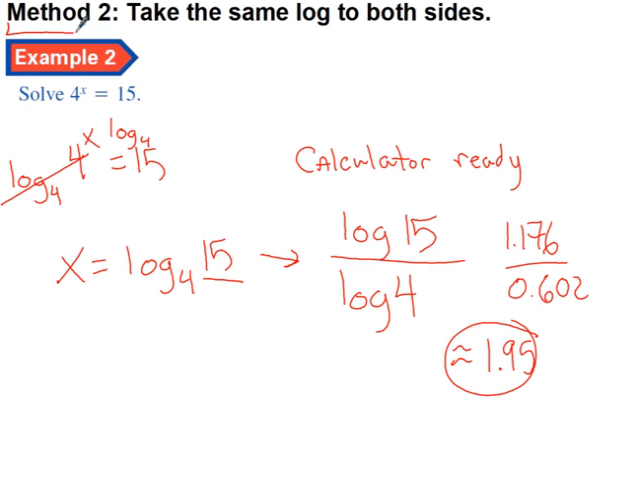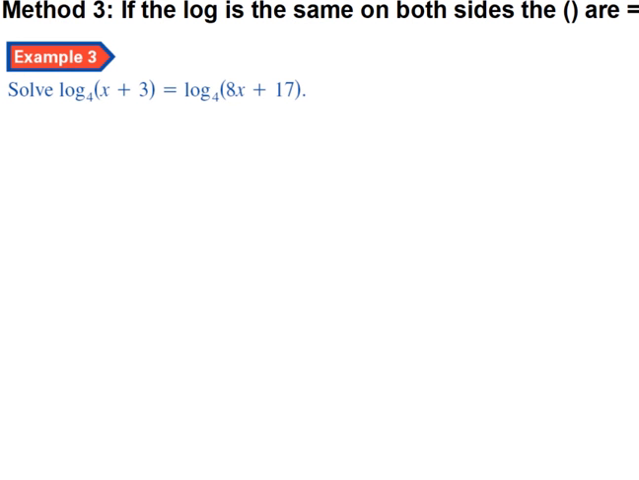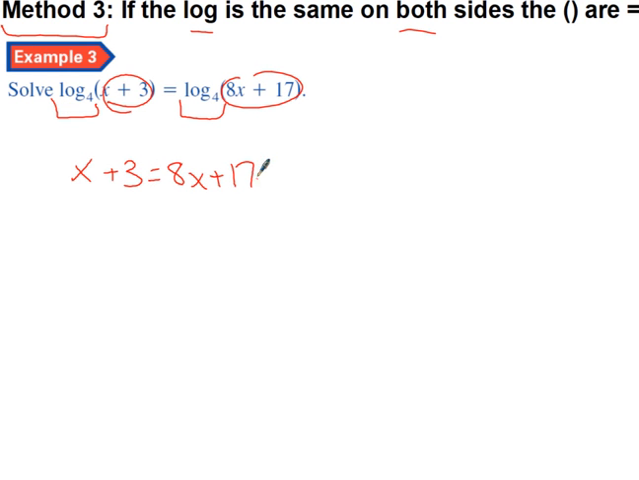So that's method 2. Both of these work when it's exponential equations that we're solving. Either try to write them as the same base or take the log of both sides. Now when you have the log, method 3 is if I'm seeing logs, I'm going to check to see if I have the log of the same base on both sides, which I do. They're both log base 4. And if they're equal, that means that whatever's inside of those parentheses has to be equal as well. So I can just set x plus 3 equal to 8x plus 17.